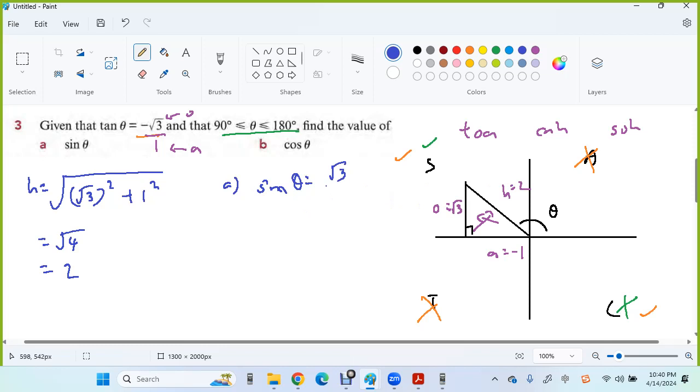So it will be square root 3 over 2. And then we have cos theta, which is adjacent over hypotenuse, so it will be negative 1 over 2.